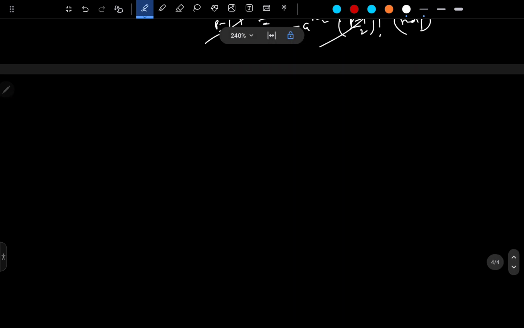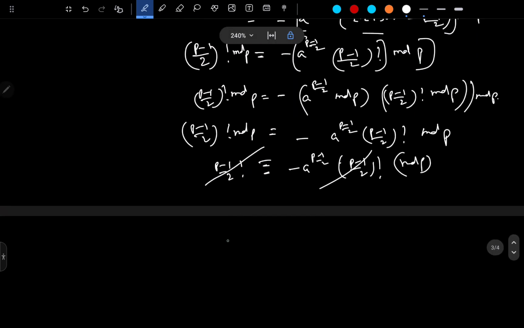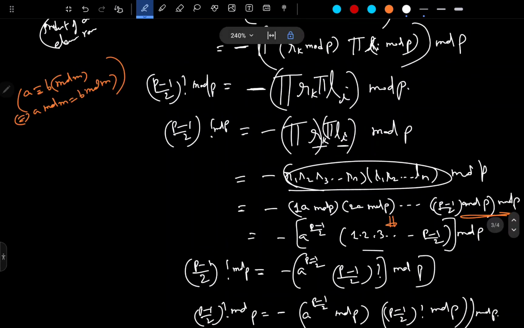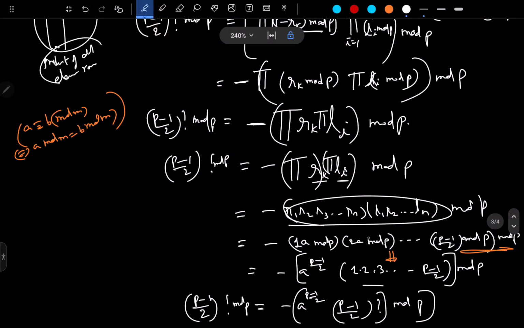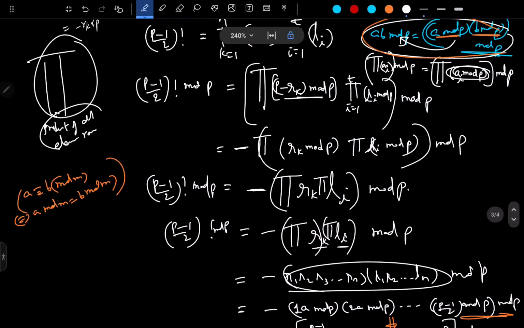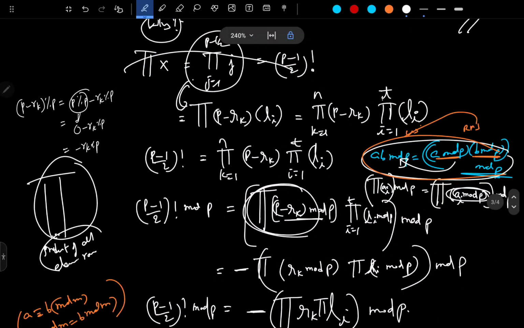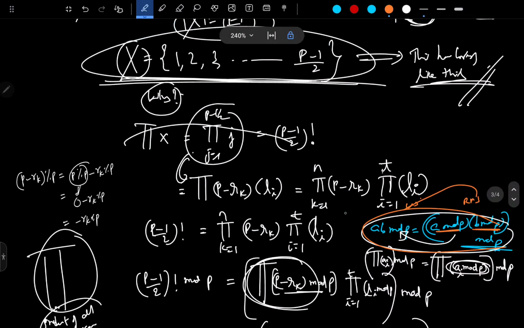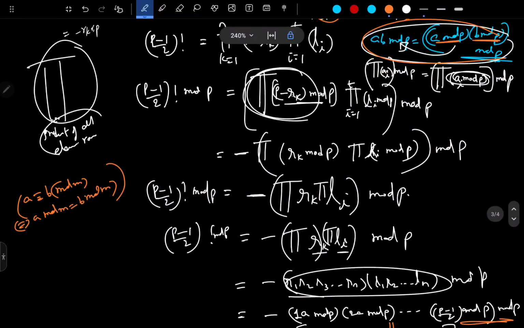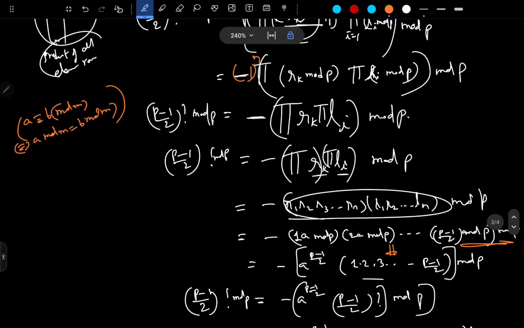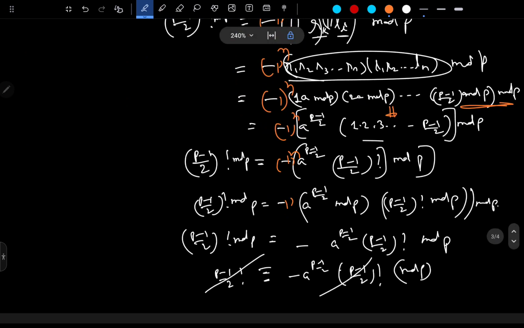After cancelling that, what can I say? Minus 1 has been translated here, a power m minus 1 by 2. Wait a minute. Here I have made a mistake. Whenever I write the product with k, k is running from 1 to n. So when I write minus, it will be whole power n. So minus 1 whole power n, minus 1 whole power n. Sorry, extremely sorry.